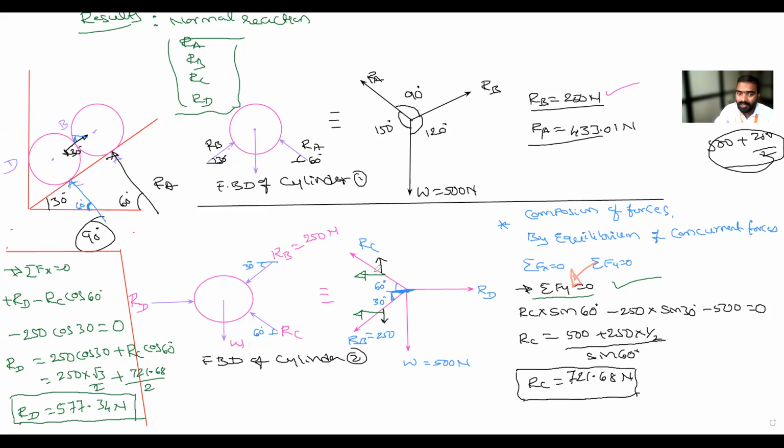So in sigma Fy there is the y component of RC. Next, I know RB, I know W, so I will get the value of RC. Once you find the value of RC, substitute it in the sigma Fx equation. Sigma Fx equal to RD. So you have to write this and substitute the value of RC here, so that you will get the value of RD. After finding the value of RD, substitute all this in the result, normal reactions RA, RC, and RD. Is it clear to everybody?